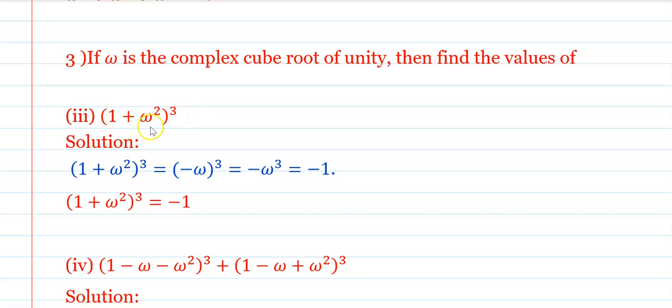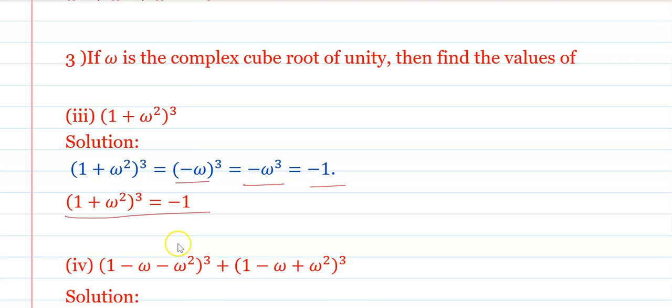But again, what is 1 plus omega square? It is minus omega. Minus omega bracket raised to 3 means what? Minus omega raised to 3. But again, omega raised to 3 is 1, which is nothing but minus 1, and hence the result.